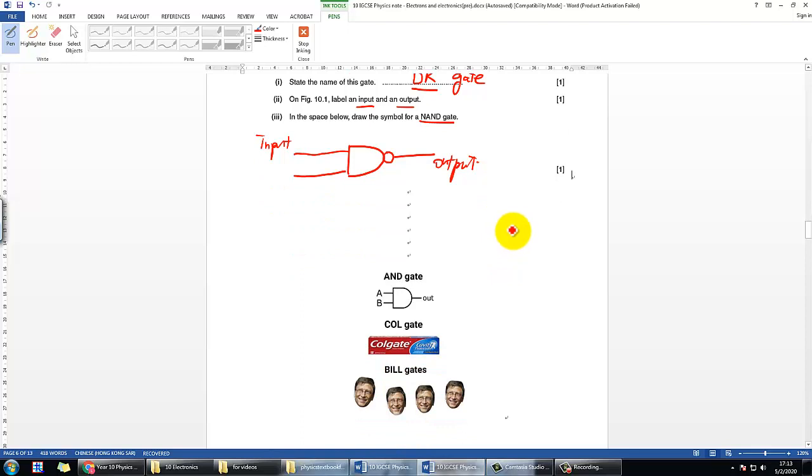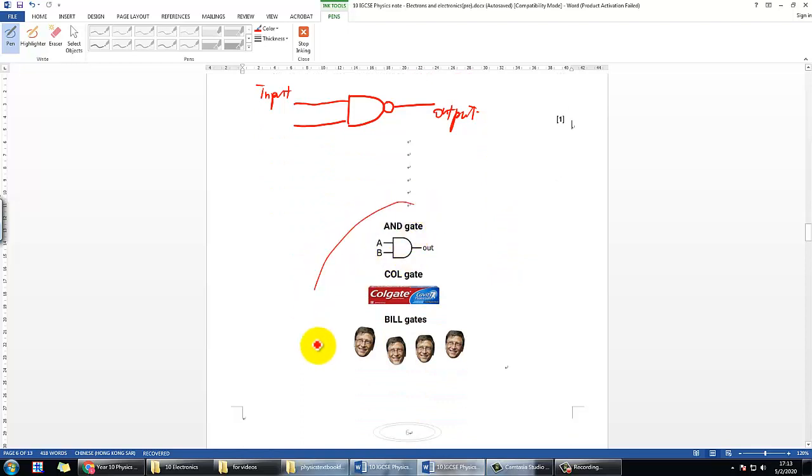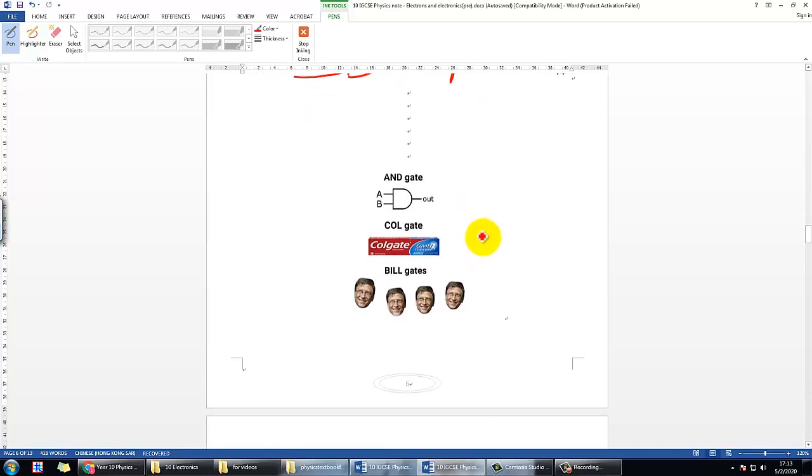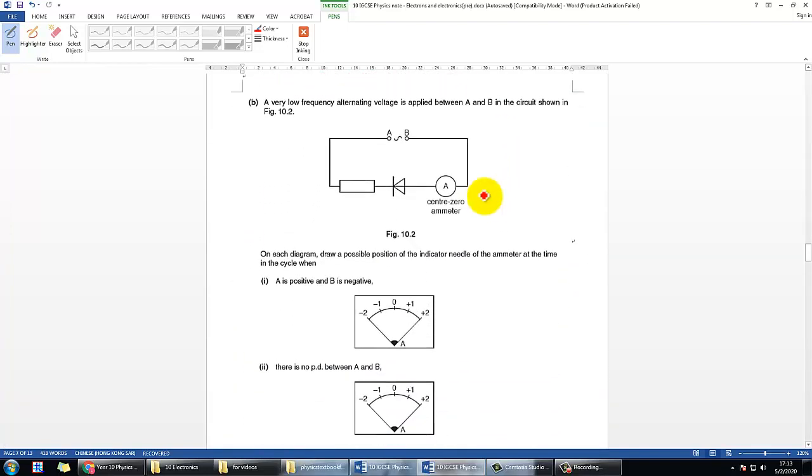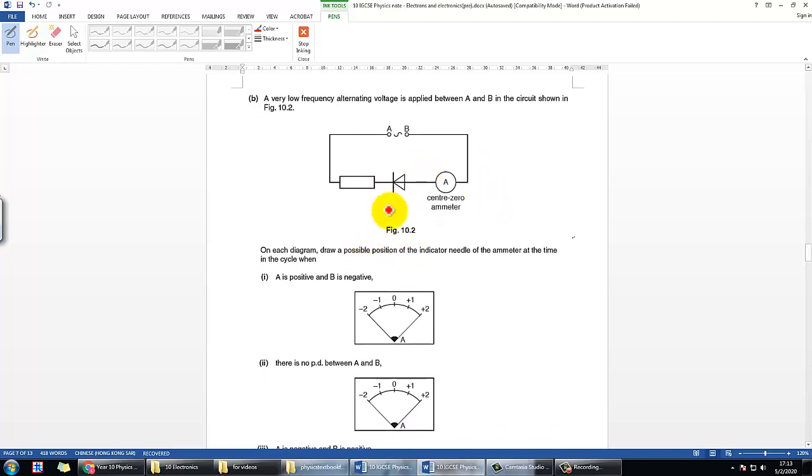Okay, that's all. This one, it was not in the past paper, it's just a joke. Okay, so if you get it, then you get it. If you don't, then I think you don't understand the physics behind.